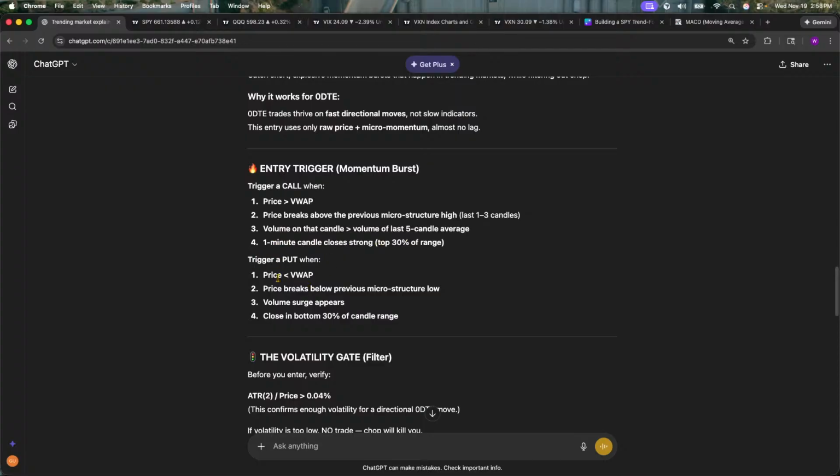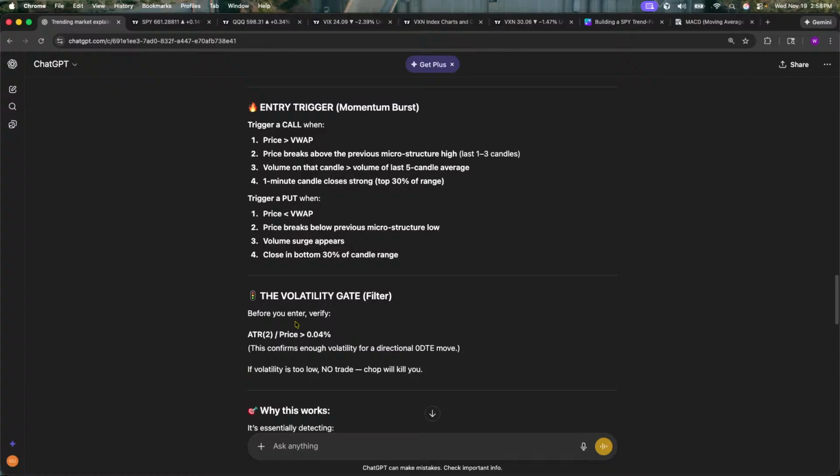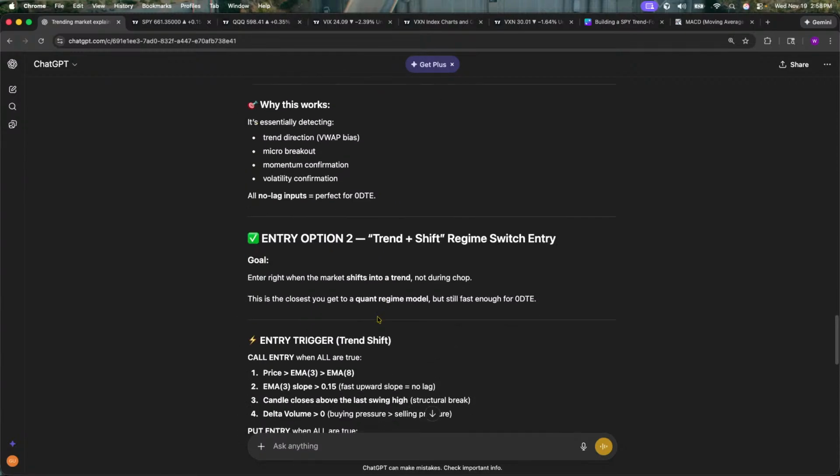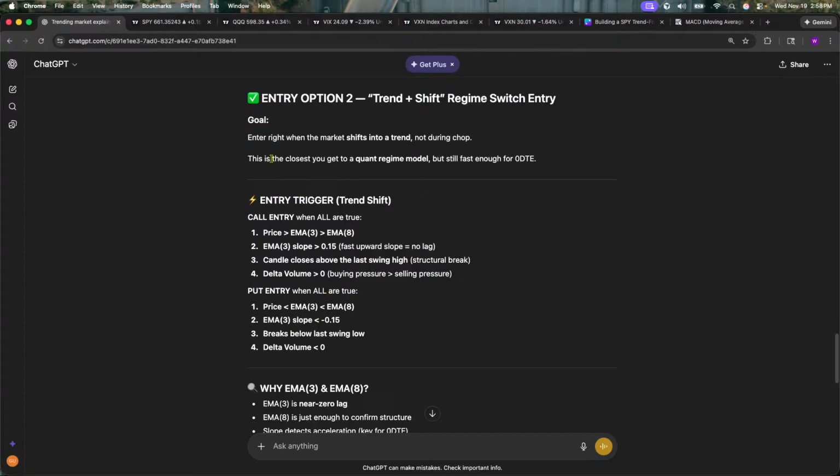Trigger on a put is when the price is less than the VWAP, the price breaks below the microstructure low, and then closes. Okay. I already have ATR too, over price. Okay. This confirms you have enough volatility for directional 0 DTE moves. If volatility is low, no trade. The chop will kill you. Okay, perfect. Entry 2, trend plus shift regime entry quickly.